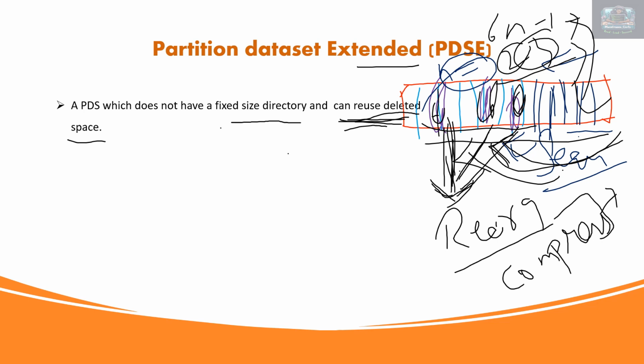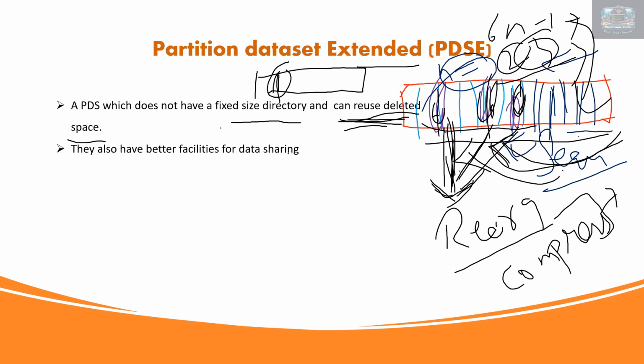The next one is that PDSE also has better facilities for data sharing. If this is a PDSE file, and I am user 1 and someone else is user 2, I can create a member here and the other user can also create a member here. This file can be used by as many people as possible, so data sharing is possible. But with a PDS, there will be a contention. It will say that someone is holding this file, and when you open it or want to do some process on that file, it will not allow you to do that.